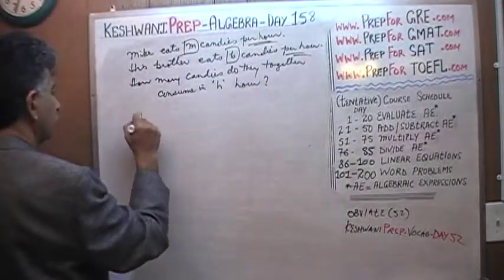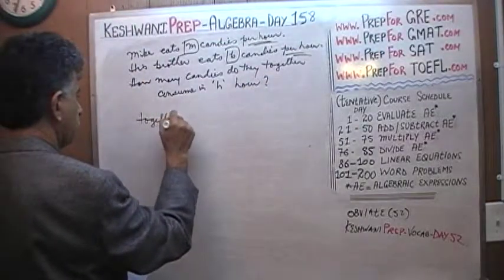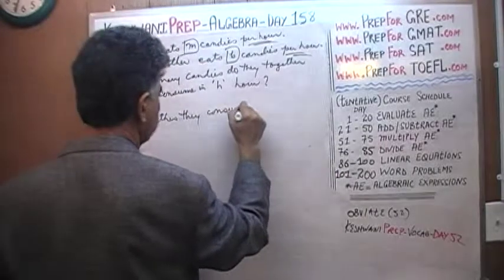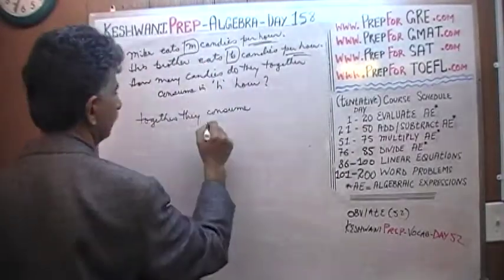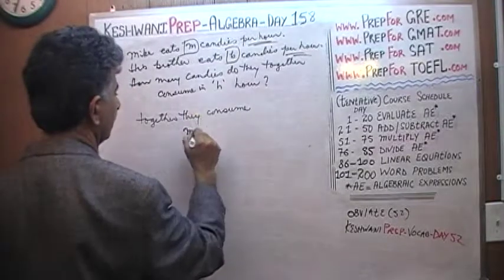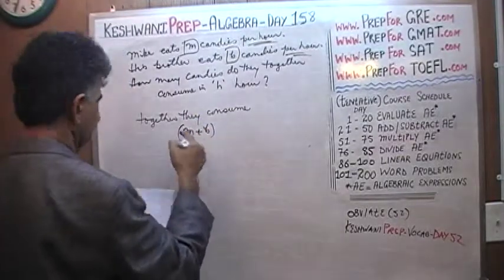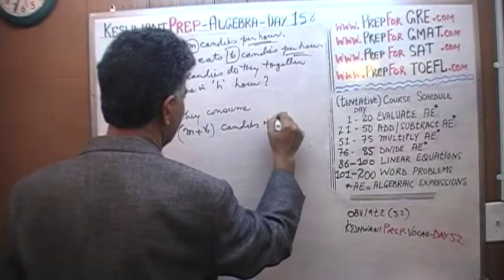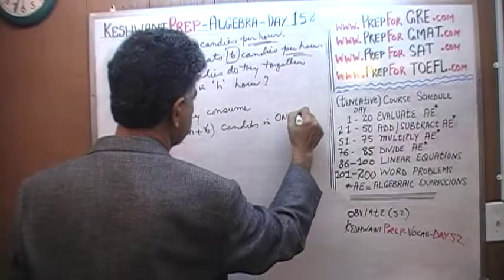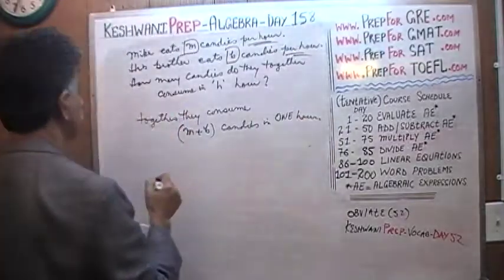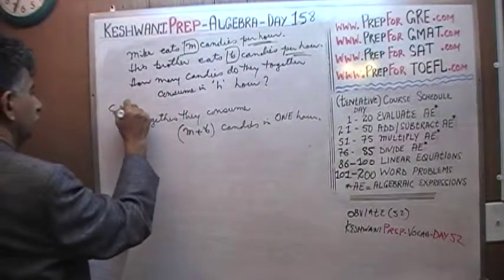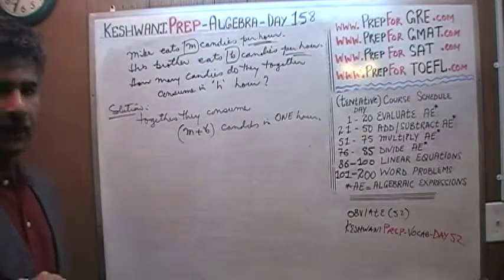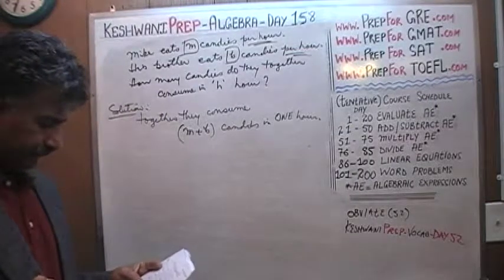Therefore, we know that together they consume whatever Mike consumes, M, and whatever his brother consumes, B: M plus B candies in 1 hour. This is the solution. Together they consume M plus B candies in 1 hour.